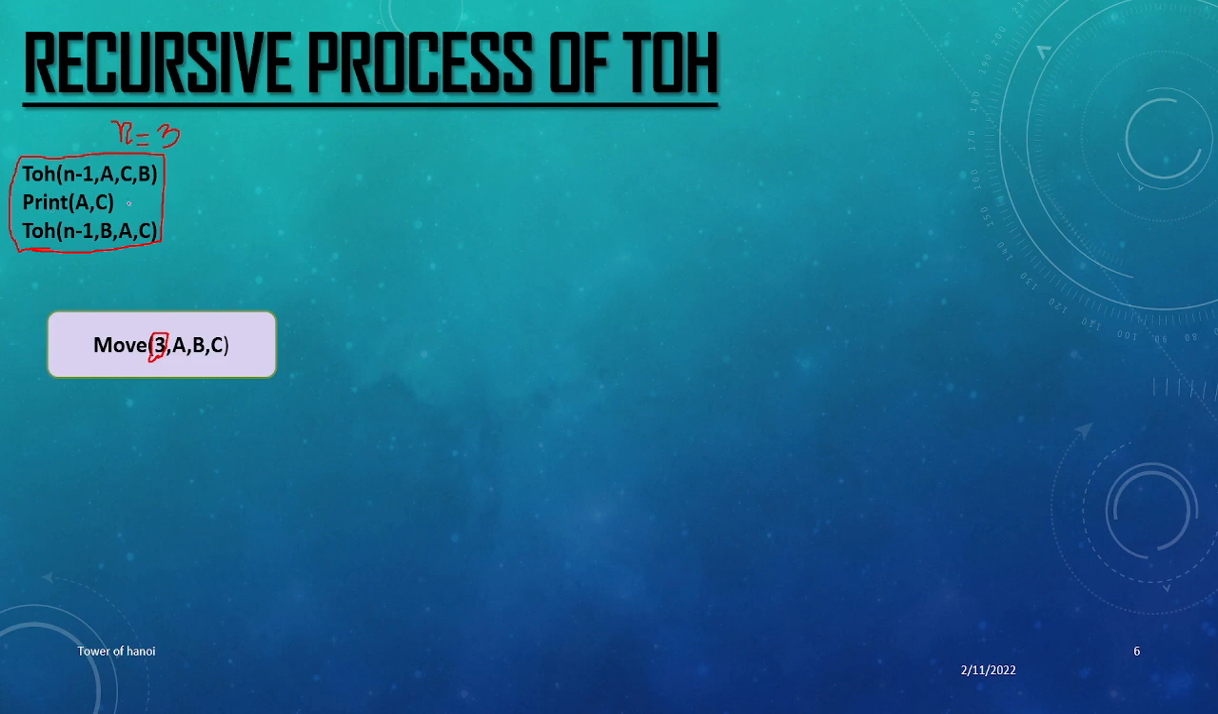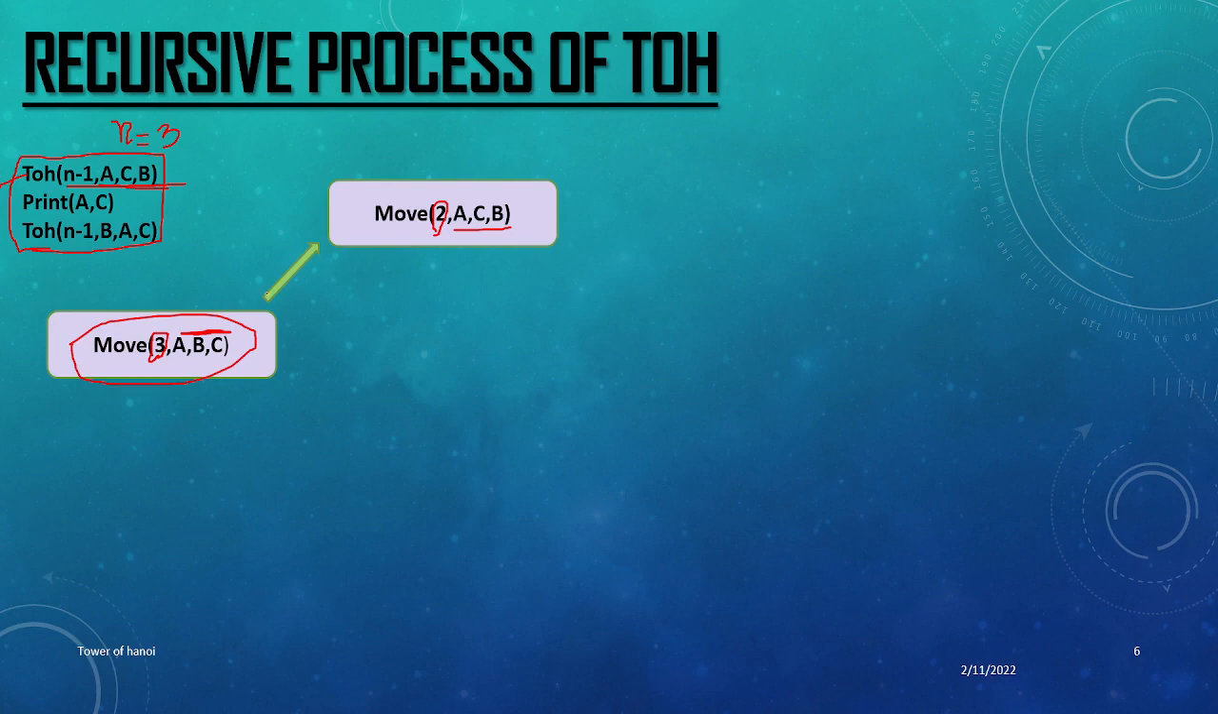So for the first recursive call, it will be n minus 1. So n minus 1 will be 2, 3 minus 1 equals 2, and ABC will be ACB. So this is ACB. This is our first line. For the first line, this will be transferred to this one.